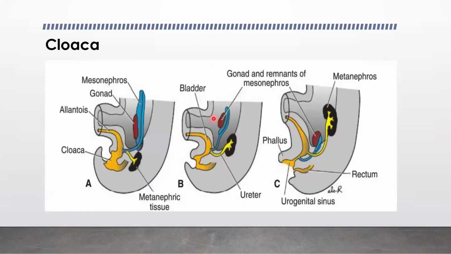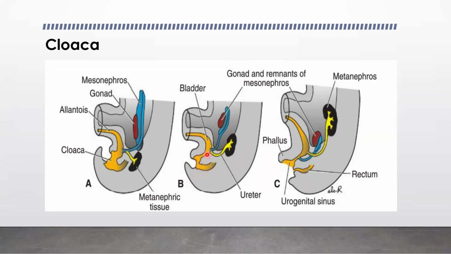Okay, so we need to discuss the cloaca. So regarding the cloaca, it is actually a connection between the allantois and the hindgut. So in this image, you can see the allantois is joined with the hindgut using the cloaca. So an important thing happens, which is development of the urorectal septum. So this is a urorectal septum. The urorectal septum divides now the urogenital system from the digestive system.